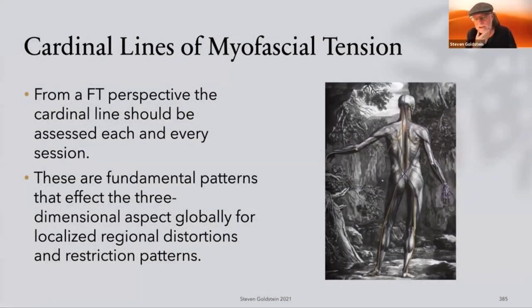Each line should be assessed. You want to pick at least a couple of typologies that are useful. The cardinal line typology is very useful. And these are fundamental patterns that affect the three-dimensional aspect globally for local regional distortions and restriction patterns.